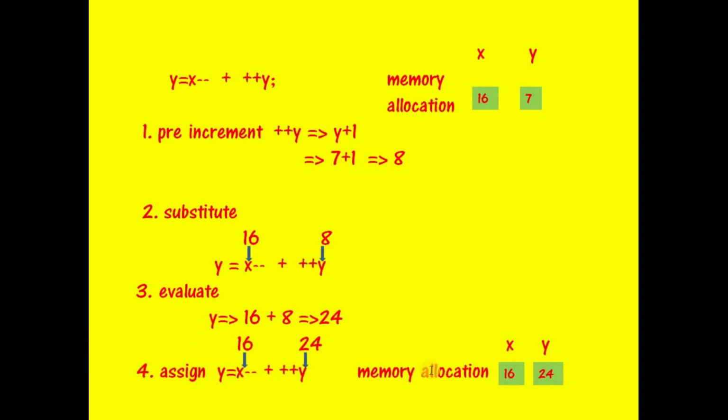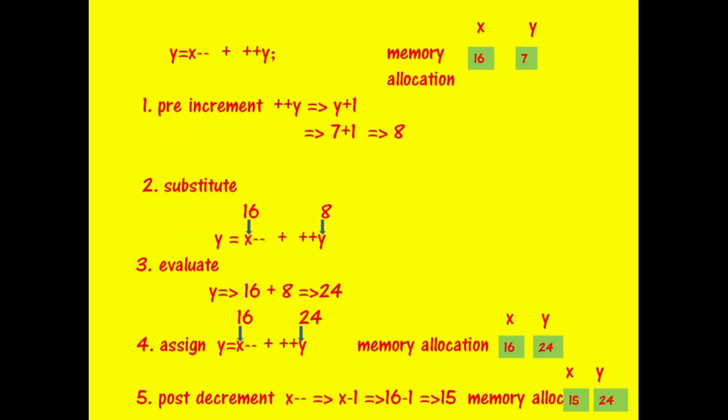Fourth step, assign the value. If you assign the value, the latest value of x is 16 but y is 24. Fifth step, any post increment or post decrement. So here in this expression, post decrement is already there. So execute this post decrement, x--. x equals x minus 1, that is 16 minus 1, decreases the value by 1. So the latest value of x is 15. 16 is replaced by 15. So the latest value of x is 15 and y is 24.